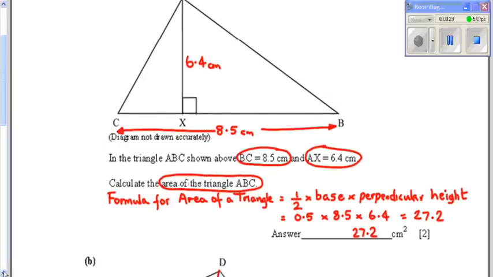So hopefully you remember that the formula for the area of a triangle is half times the base times the perpendicular height. So if we're keying this into a calculator, we can key that in as 0.5 multiplied by the base BC, which is 8.5 centimeters, multiplied by this vertical or perpendicular height, which is 6.4 centimeters, and when you key that in, you get 27.2 centimeters squared. So that's your answer for the area of the triangle.